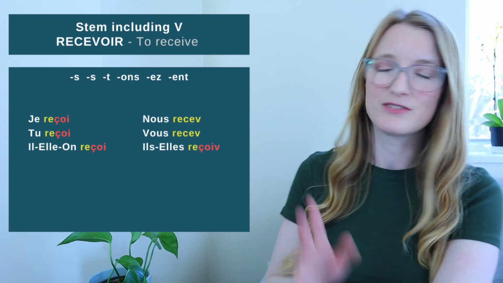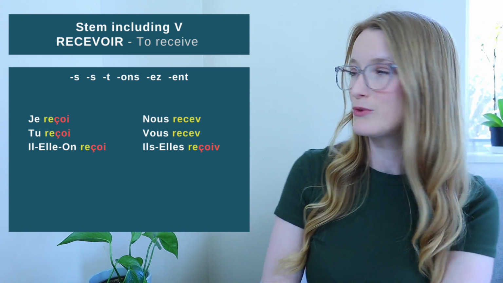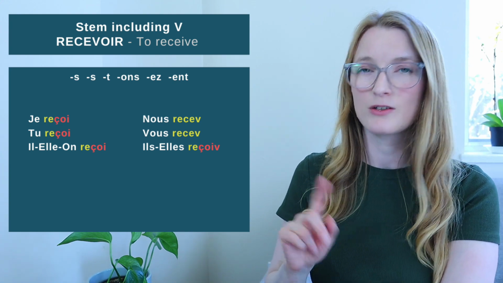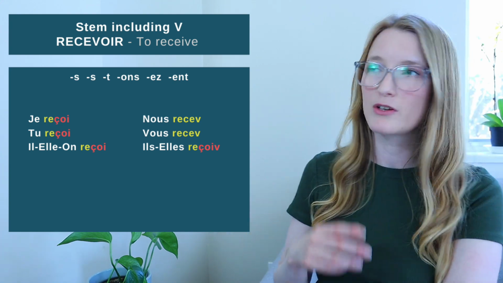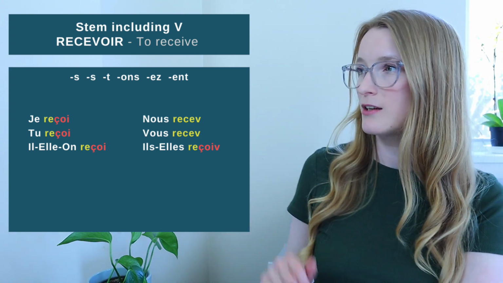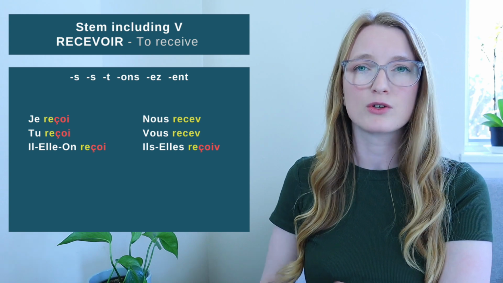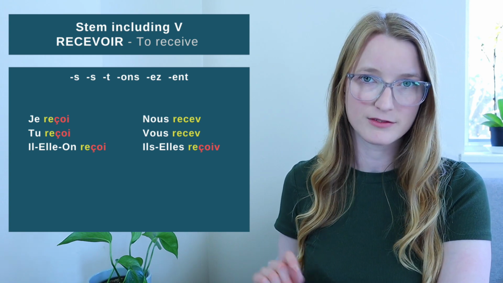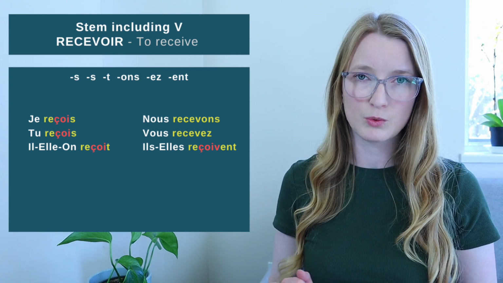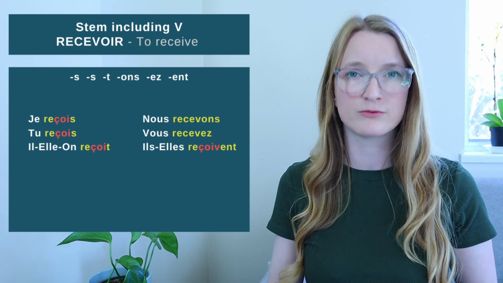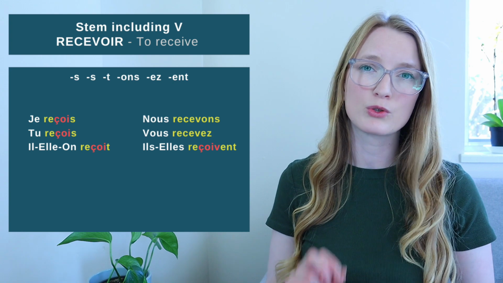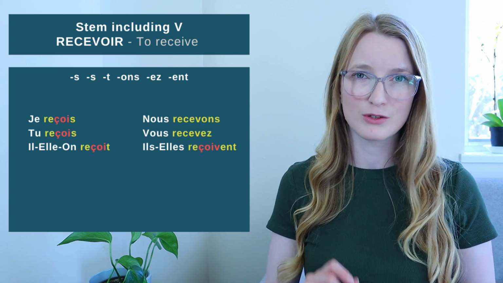So here we have very specific stems as well. For the singular, we are going to have R-E-C, and then O-I. Then for the plural, we have recev, recev. And for ils and elles, we are going to have reçoivent, reçoivent. Je reçois, tu reçois, il, elle, on reçoit, nous recevons, vous recevez, ils reçoivent, elles reçoivent.